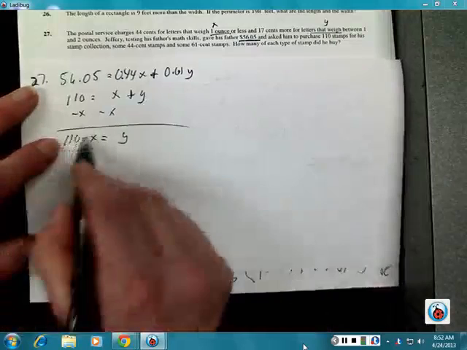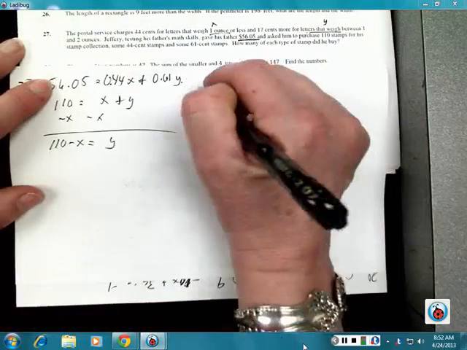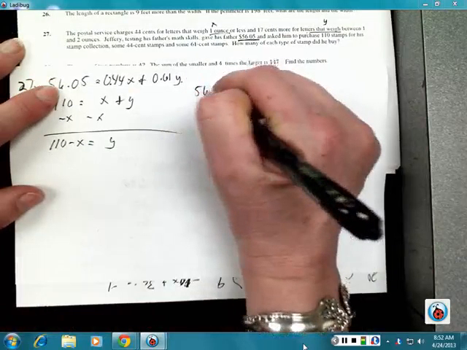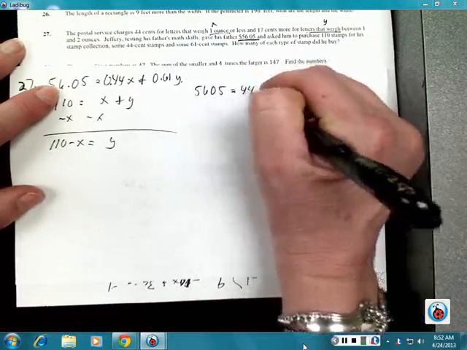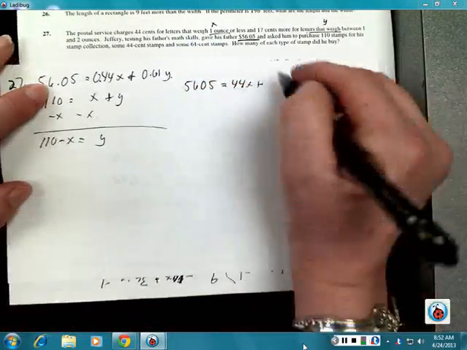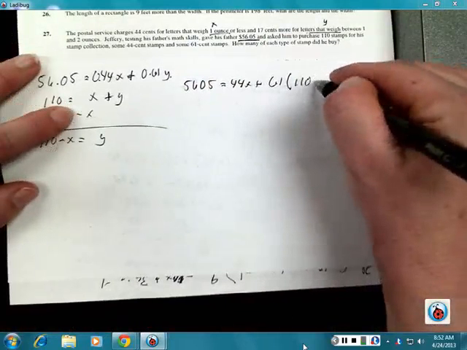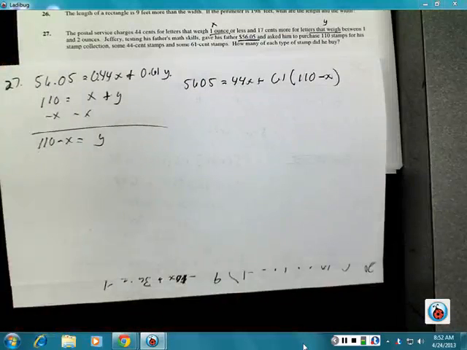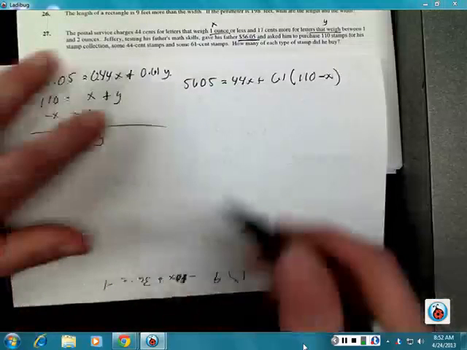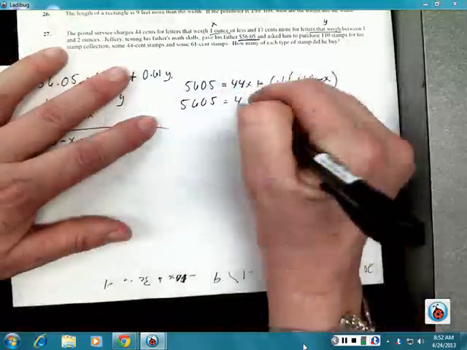Substitute that in where Y happens to be. And I'm going to get rid of my decimals because I just don't want to have to work with them. So if I multiply all my decimals by 100, I will remove those. And then plug it in, put my value for what Y happens to be in there, and end up solving it. So 5,605 is equal to 44x.